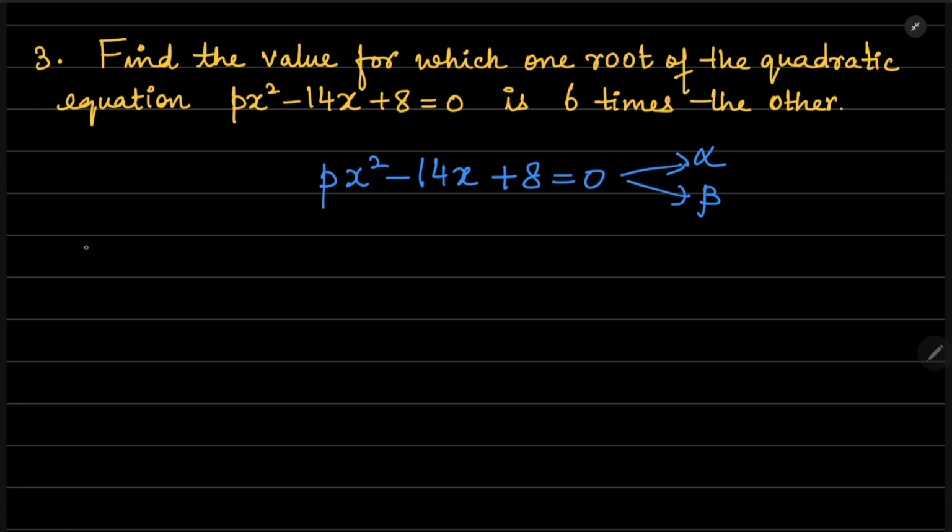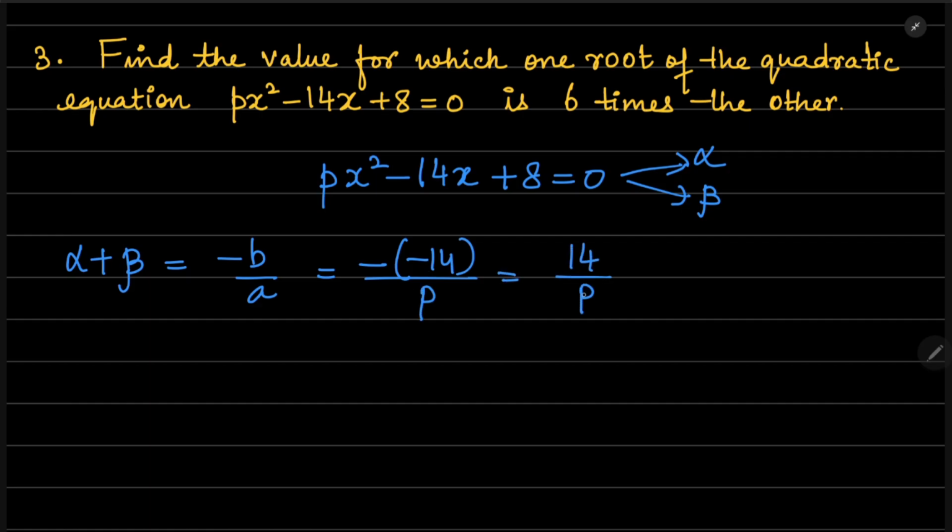Okay, so the first thing is calculate the sum of the roots. Minus b by a. So minus, formula, b is nothing but minus 14, a is nothing but your p. So it's nothing but 14 by p. This is your sum of the zeros, so sum of roots. Product of the roots is nothing but c by a. What is your c in the given question? C is 8. A is p. So 8 by p.